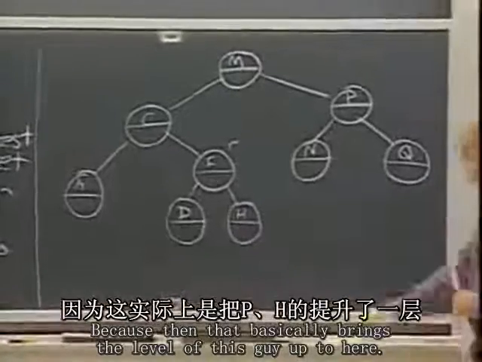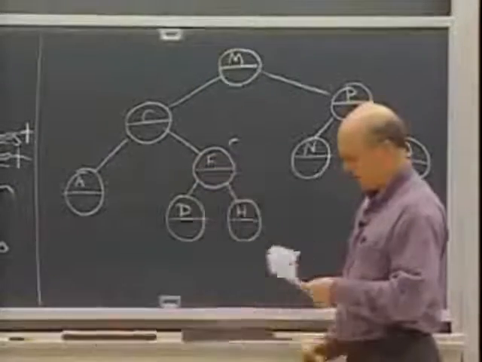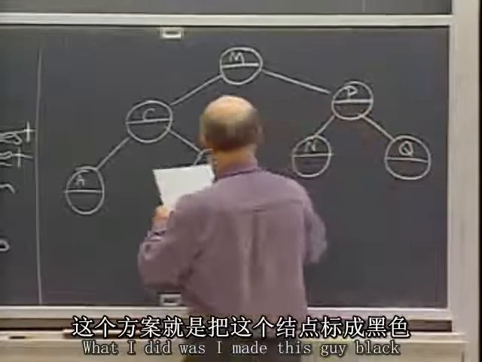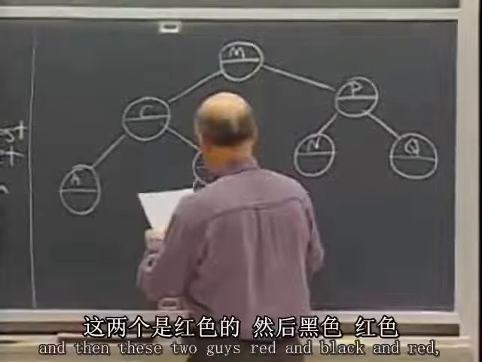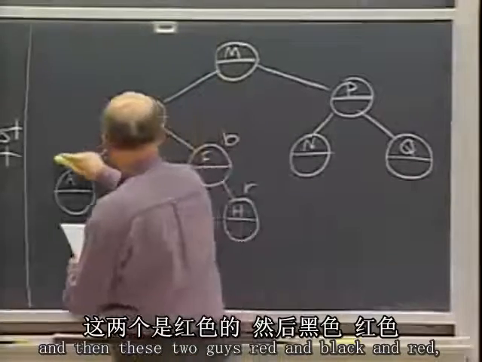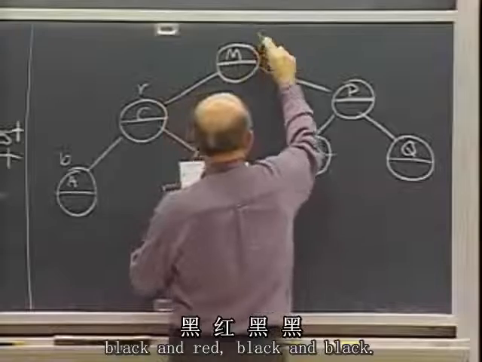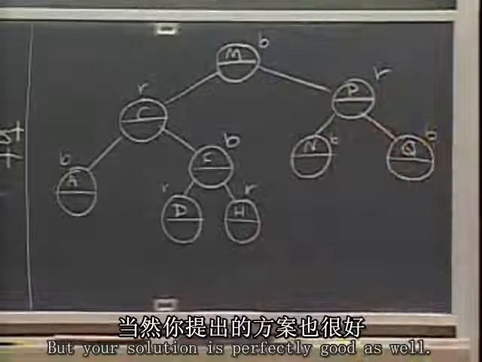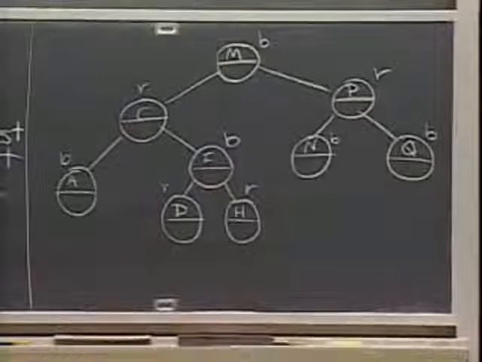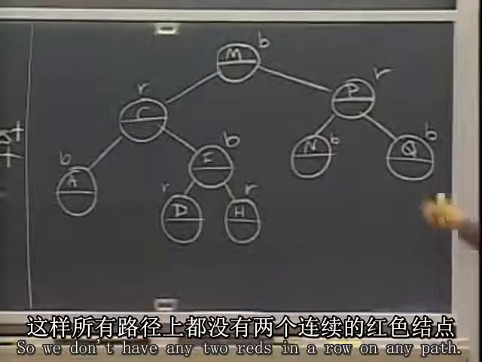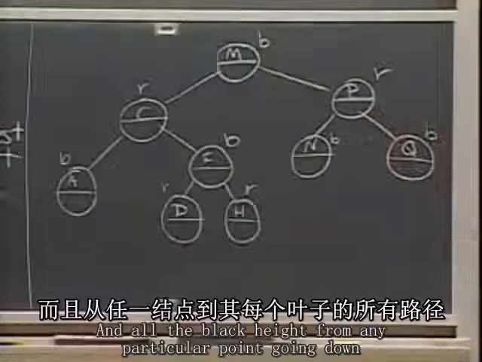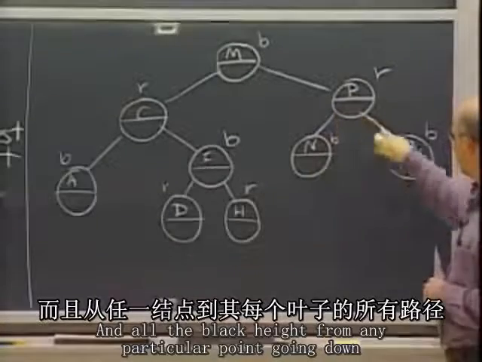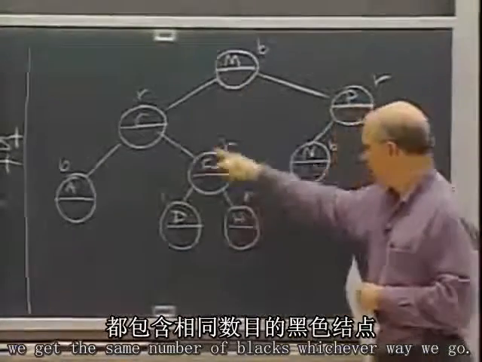Because that basically brings the level of this guy up to here. Actually, I had a more complicated one because it seemed like more fun. So what I did was I made this guy black, and then these two guys red and black, and red and black, and red and black and black. But your solution is perfectly good as well. So we don't have any two reds in a row on any path, and for the black height, from any particular point going down, we hit the same number of blacks, whichever way we go.